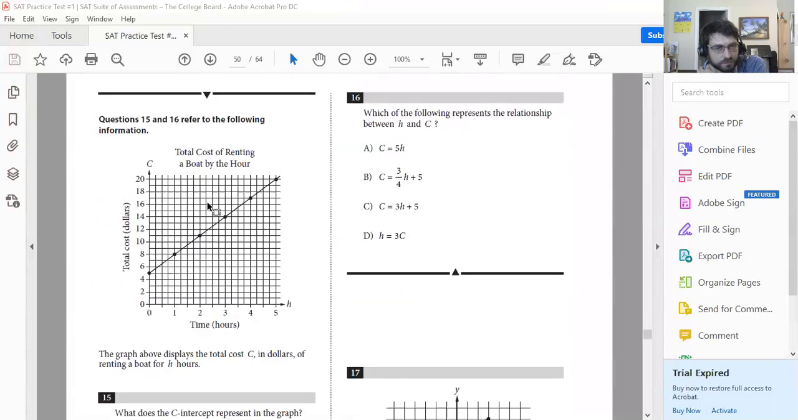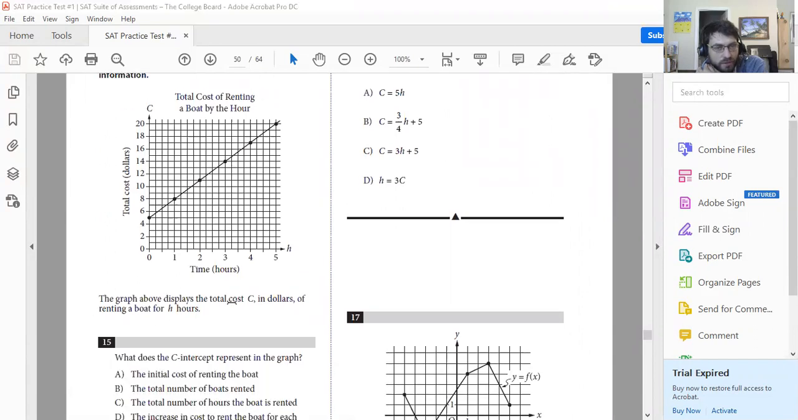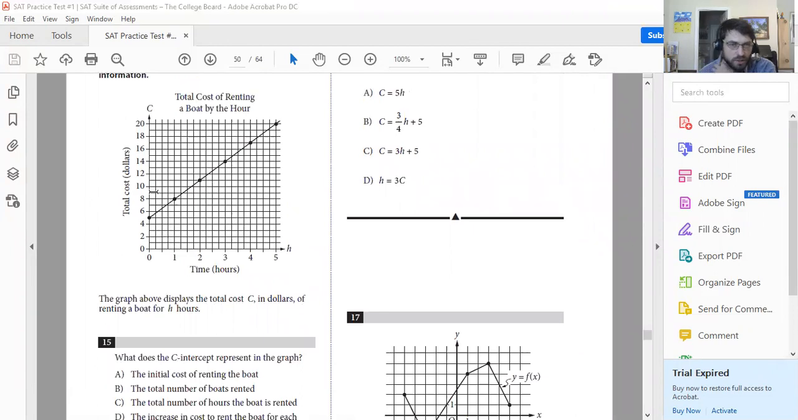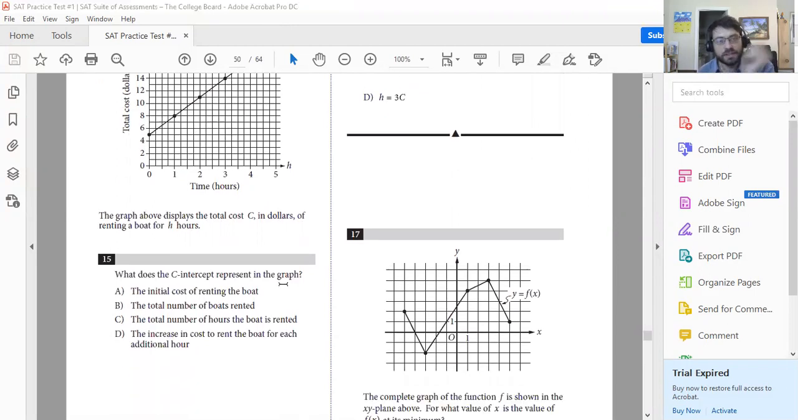Number 15. Questions 15 and 16 refer to the following information. The graph above displays the total cost C in dollars of renting a boat for H hours. What does the C-intercept represent in the graph? So we'll have a fixed cost of $5, and then the price per hour, 5 to 8, will be 3. So $5 is just the cost for renting the boat and $3 per hour. The C-intercept will be the initial cost of renting the boat. That will be our answer.